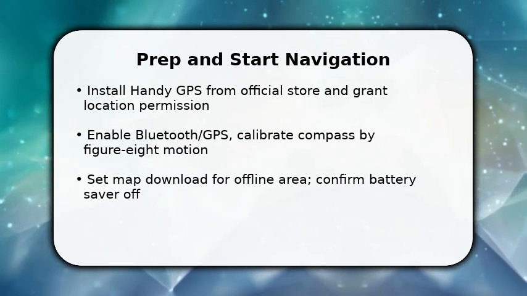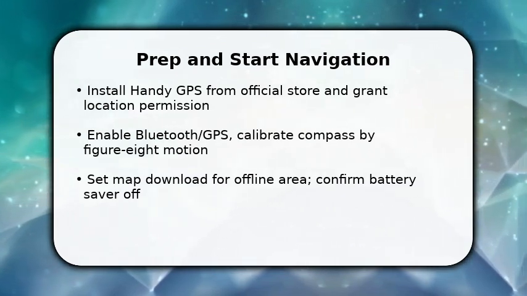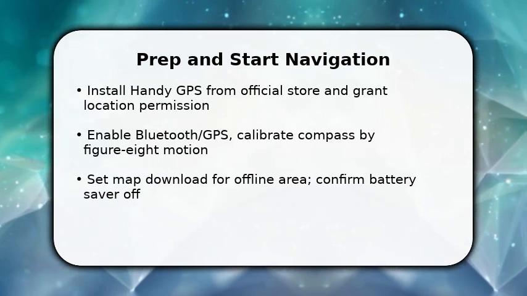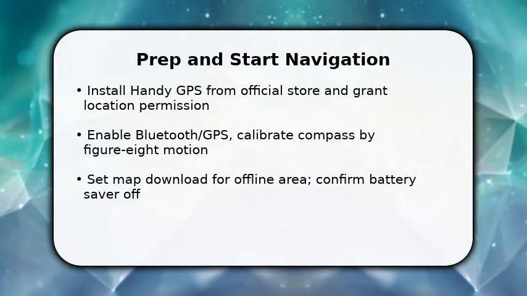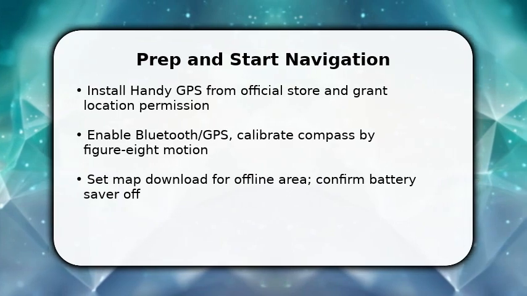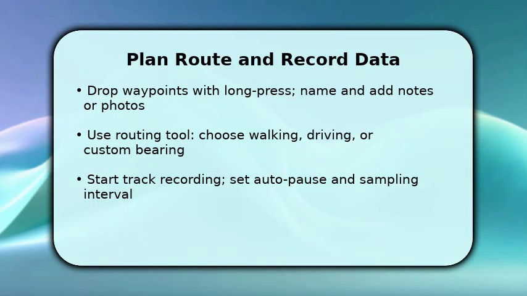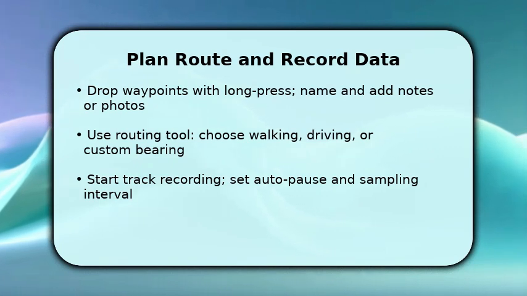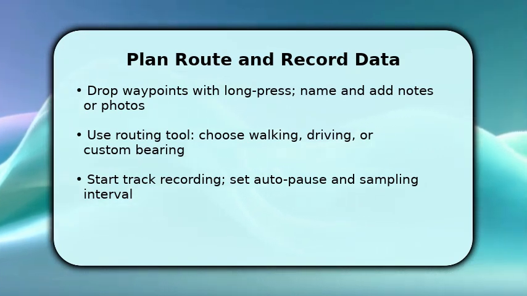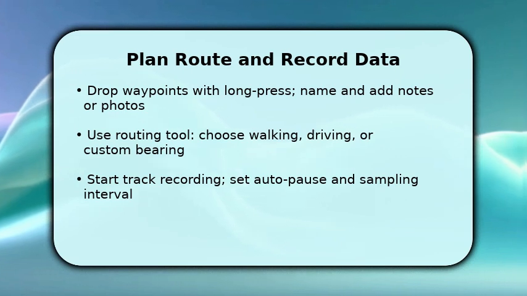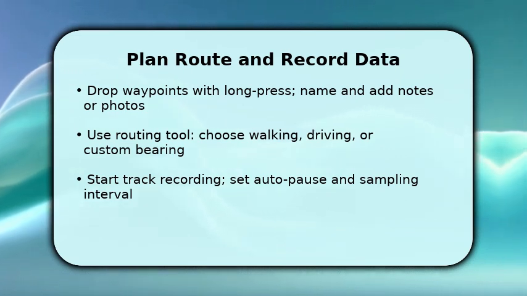Make sure background location and Bluetooth, if using external receiver, are enabled so the app can maintain stable satellite fixes as you proceed. Once your map is ready, create waypoints by long pressing locations and immediately name them so you don't forget context. Add photos or notes for later reference.